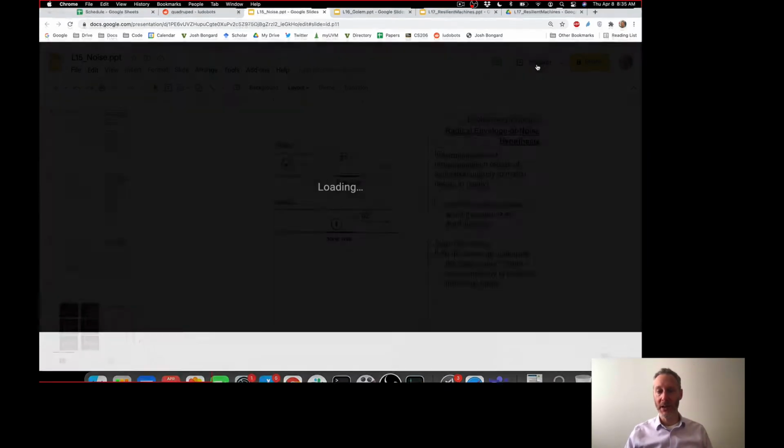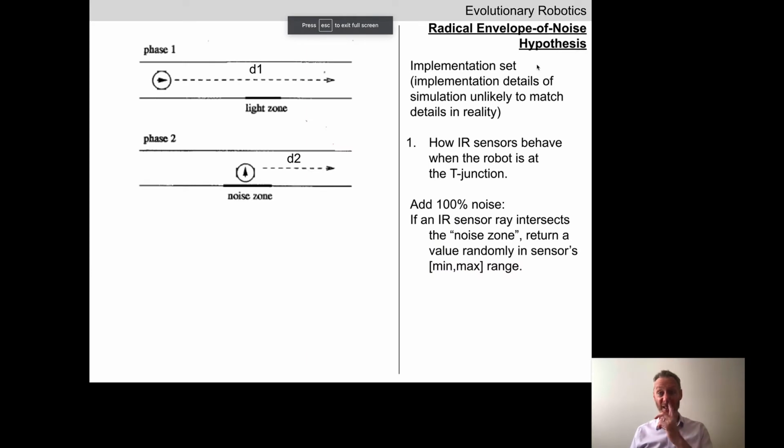Okay, so just to back up again, we have this simulated robot that is moving through a T-maze. This is not using a physics engine. This is using basically a lookup table. It's about as simple a simulation as you could imagine.